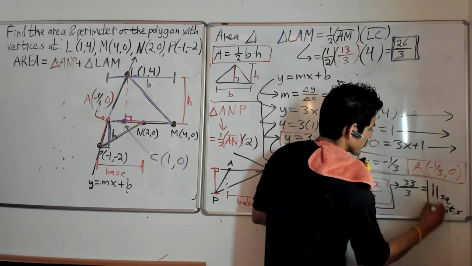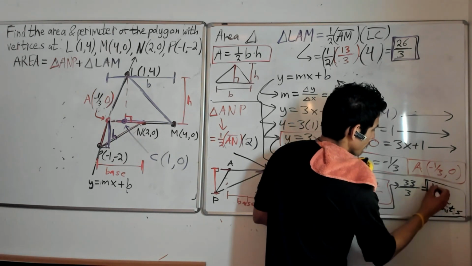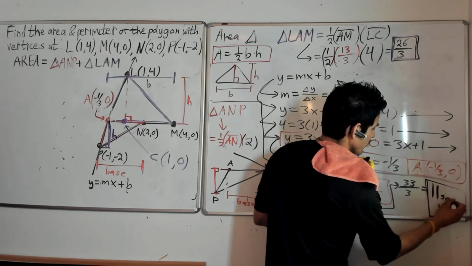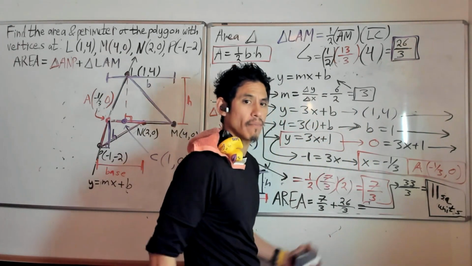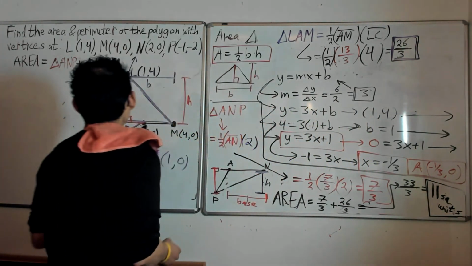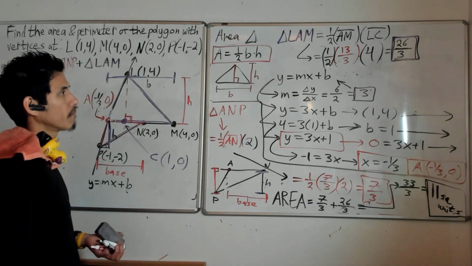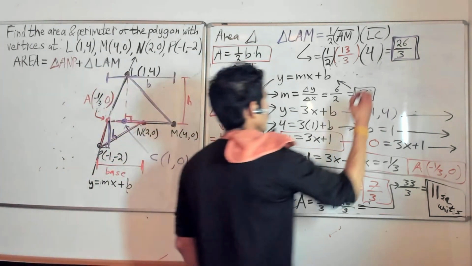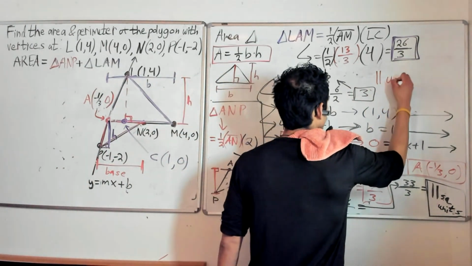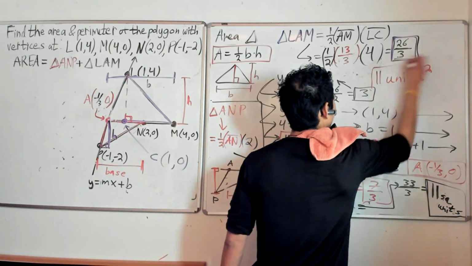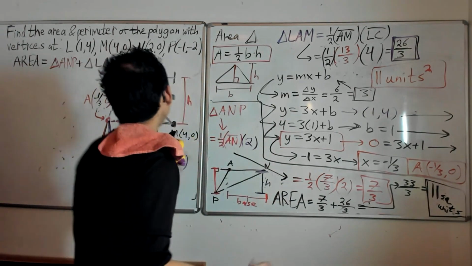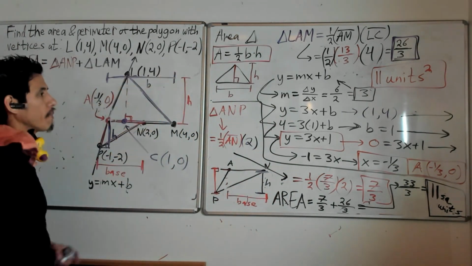Interesting number, 11 square units, or 11 units squared. It's all good. Let me just write it over here: 11 square units. That's the area of this entire polygon. Cool.